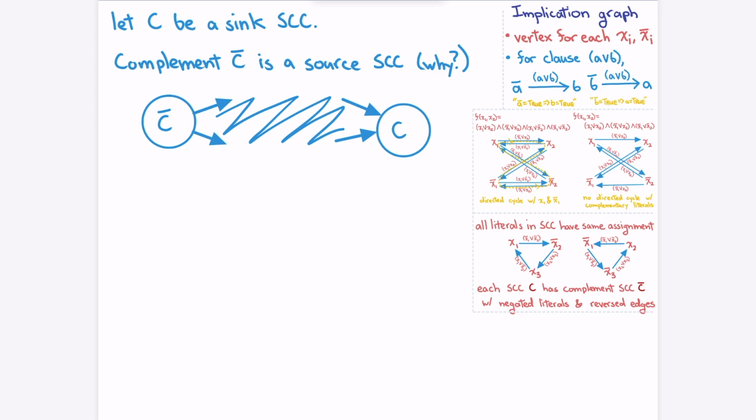Yes. Every strongly connected component always has this complementary strongly connected component. So that's all inside the squiggles. But let's try this algorithm that deals with one component at a time, from outside moving in. So take this sink component. You can either assign it true or you can assign it false. Which should we do? And why?